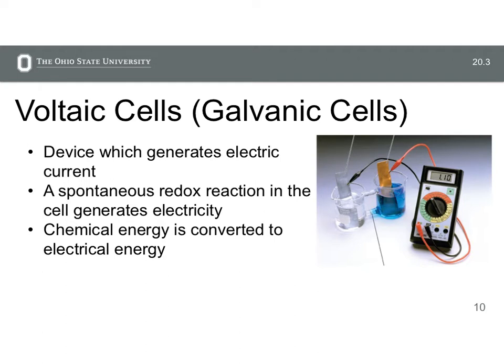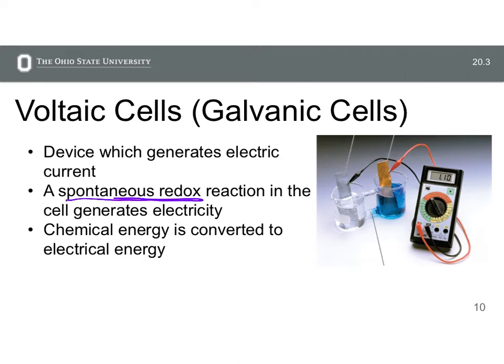So basically what we do is we generate an electric current, and we do that through a redox reaction. So we take chemical energy in a redox cell and convert that to electrical energy. There are other types of electrochemical cells that we will talk about, for instance, an electrolytic cell, and those need a source of energy to drive a non-spontaneous redox reaction. But this is a spontaneous redox reaction.